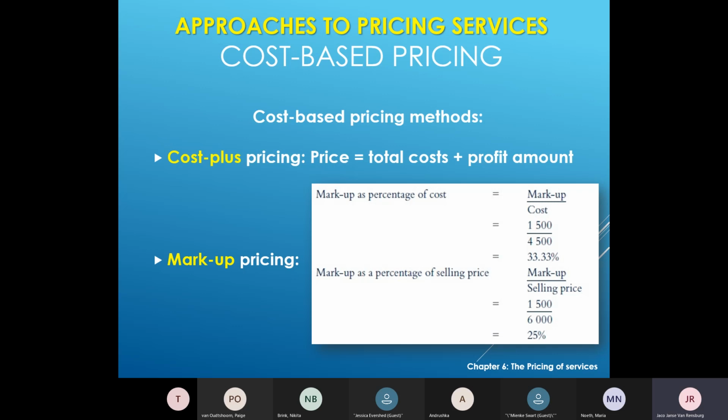If we come back to cost-plus pricing, what is your price? Your price is your total cost, and then you add your profit amount, or your profit margin, to it. In those calculations on the screen, there are two ways it could be expressed. It could be done as an amount. Let's say your total cost is 4,500 Rand. Your profit amount is 1,500 Rand, so you will be selling it for 6,000 Rand. That will be your selling price. In that case, the markup as a percentage of your cost would be 33%. If you take your profit amount as a percentage of your price, which is 6,000 Rand, it will be less, it will be 25%. That's just how that markup pricing calculation works.